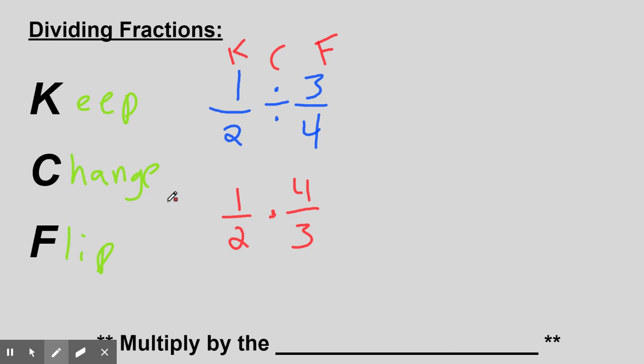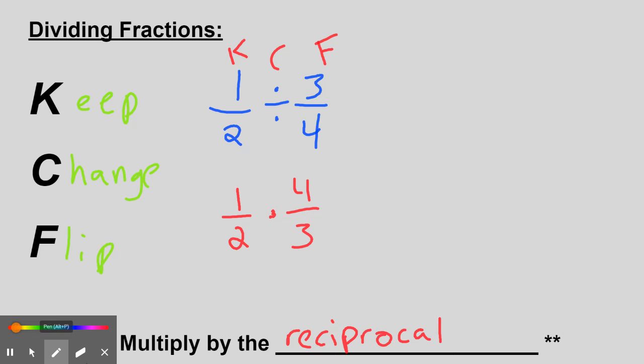Now, in sixth grade, we have some new terminology. So keep, change, flip is fifth grade. In sixth grade, we refer to it as something else. It is called multiply by the reciprocal. Multiply by the reciprocal is also the same as keep, change, flip. So basically, all you need to know, reciprocal means to flip.